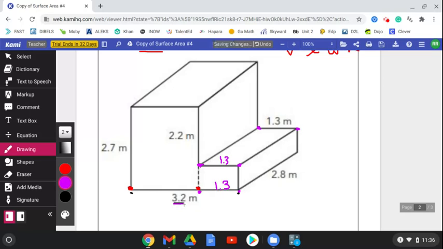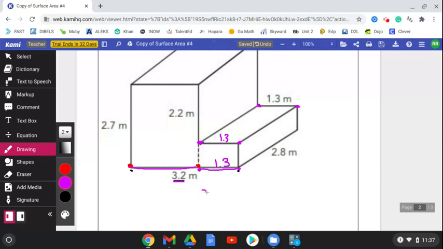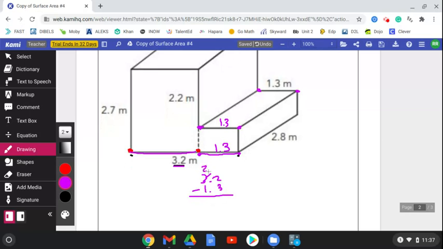So if we know that all the way across from here to here is 3.2 and from here to here is 1.3, well, 1.3 plus how much more would get you 3.2. And so to figure that out, we would do 3.2 minus 1.3, right? We would subtract. So we need to borrow. 12 minus 3 is 9. 2 minus 1 is 1. So this is 1.9, which makes sense because 1.3 plus 1.9 would equal 3.2.